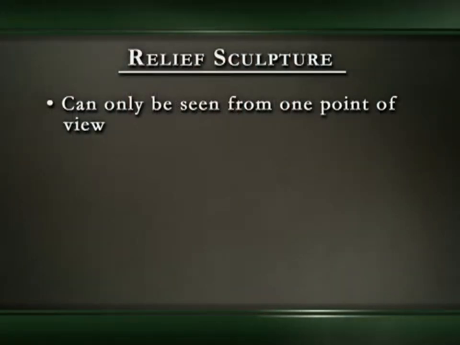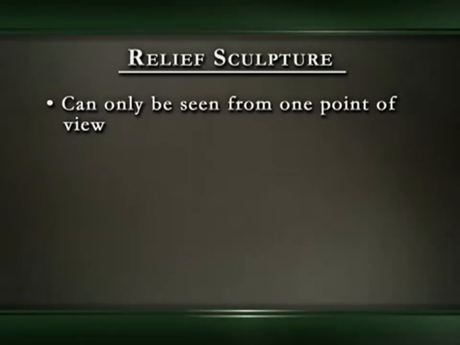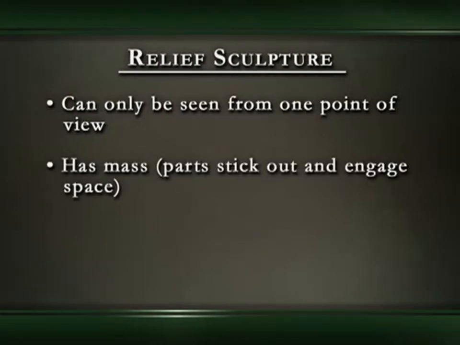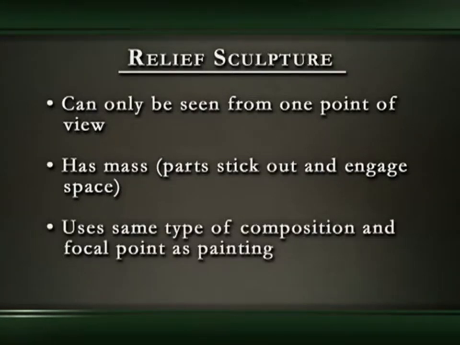Now, we also have to look at focal points and point of view in sculpture. Framed sculpture, which we're going to learn is called relief, is sculpture that can only be seen from one point of view. Although it has a back and it has mass, parts actually stick out of it and engage space. It uses a type of composition and focal point much as painting does, because it is a single point of view that we get.